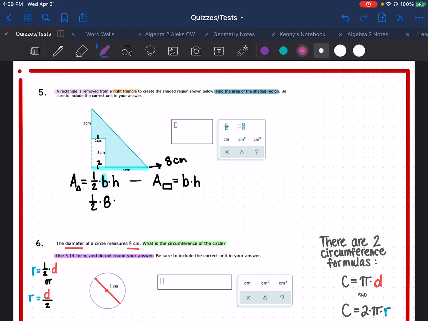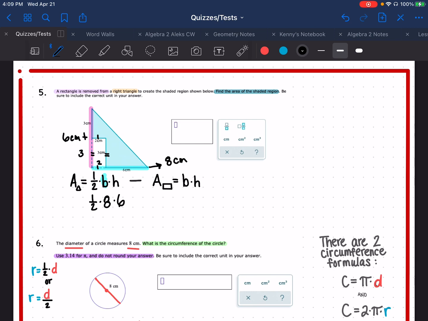The height of my triangle is going to be this right here. Once again, I need this piece. This piece and this piece are going to be equal because of the rectangle. 3 plus 3, 6 centimeters. So 1/2 times 8 times 6.